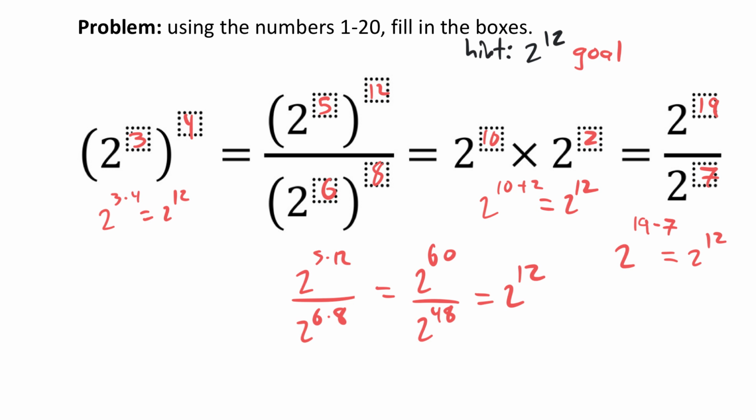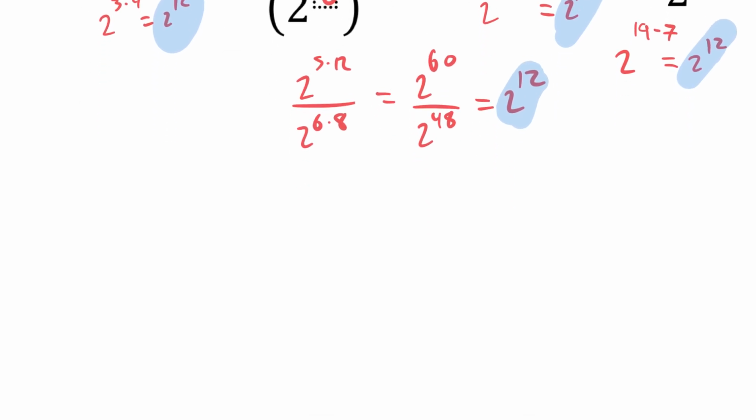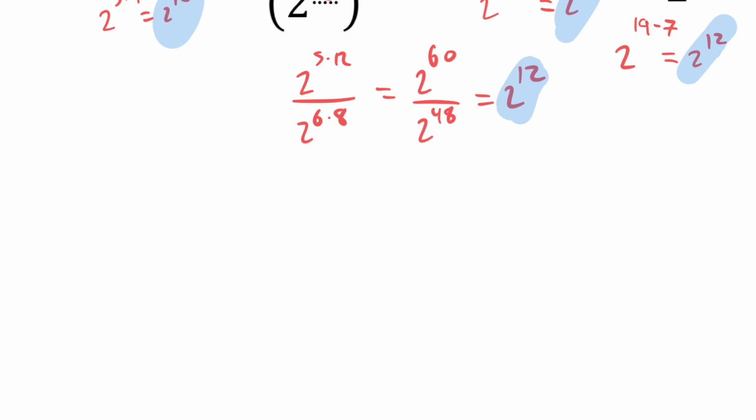So all of these are 2 to the 12, if we look here. We've got 2 to the 12, 2 to the 12, 2 to the 12, 2 to the 12, so they're all equal to one another. And what I was hoping you would gain from this little puzzle is those exponent rules.